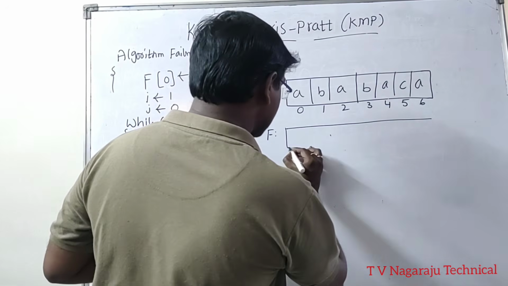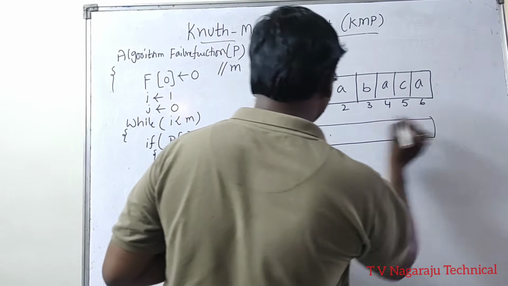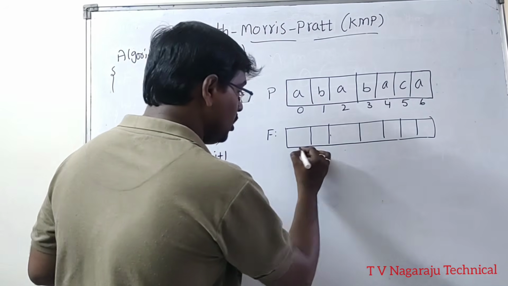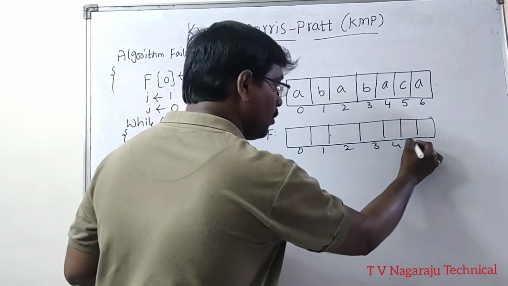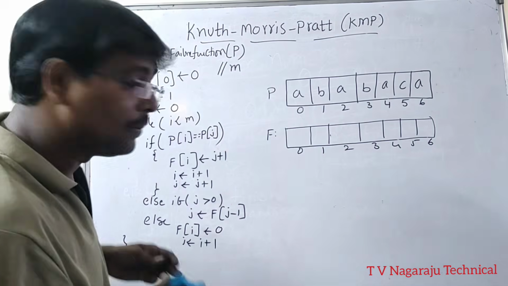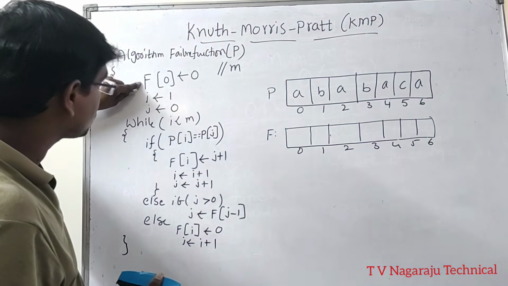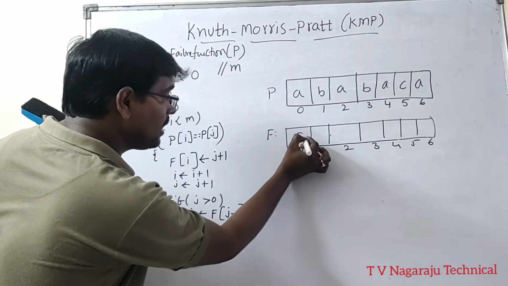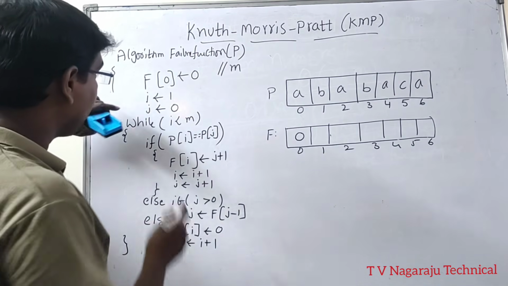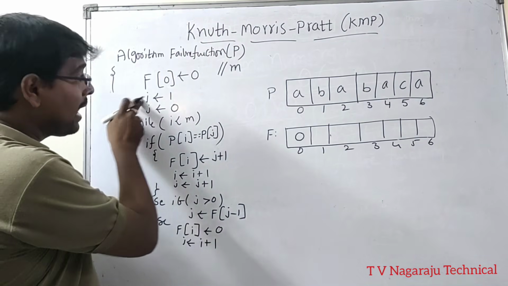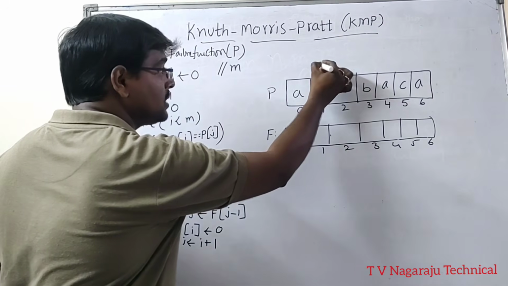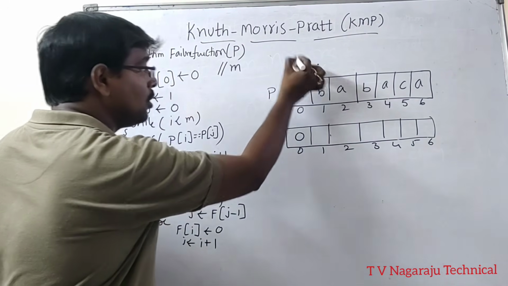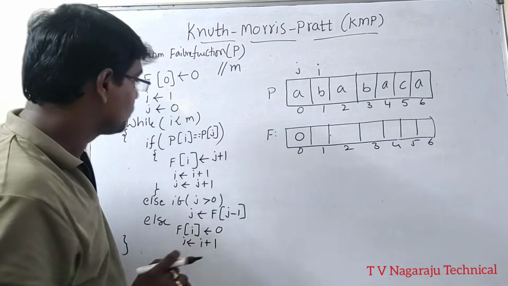The size of the LPS is also the same, indexes 0, 1, 2, 3, 4, 5, 6. Okay, coming to the algorithm. First, f of 0: at the 0th position, fill the value 0, and initially i is equal to 1. Suppose i points to this position, j is equal to 0, and j points to this position.